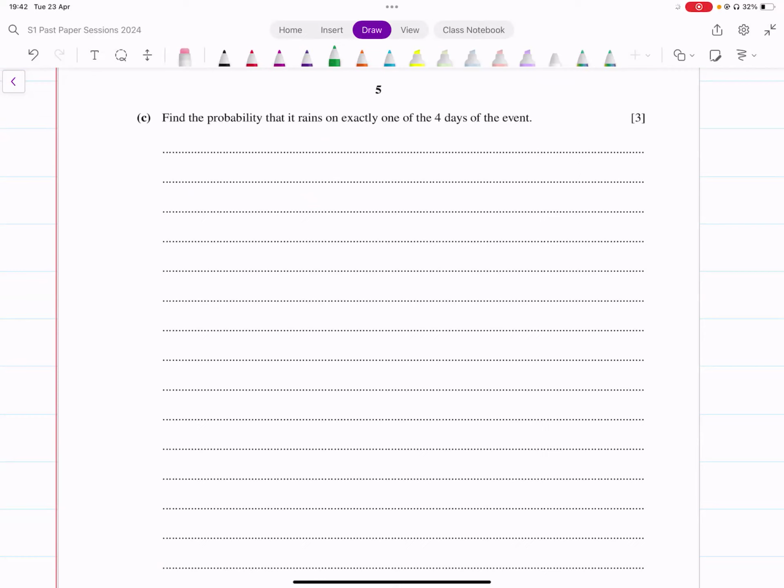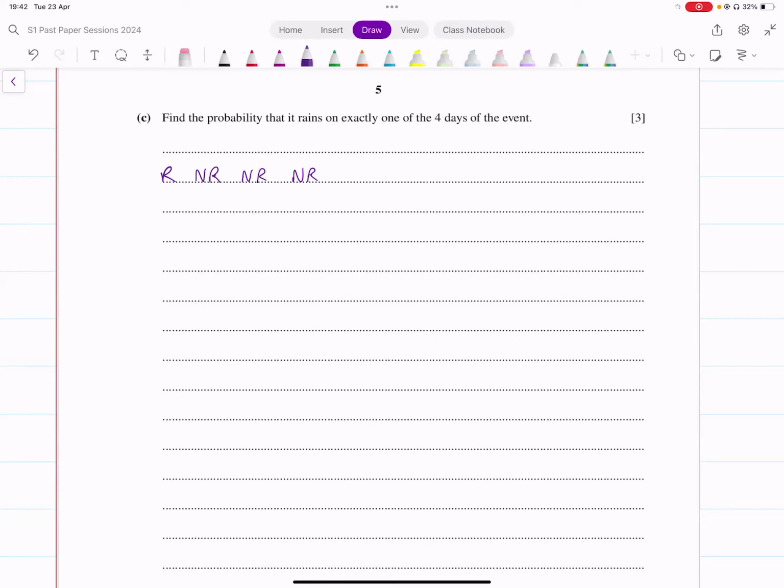What does that mean? Exactly one of the 4 days. Now, it could be any one of those 4 days. So there are 4 possibilities now. It might be that it rains the first day and then it does not rain, and then it does not rain and then it does not rain. That's one possibility. You can't multiply this by the 4 possibilities.